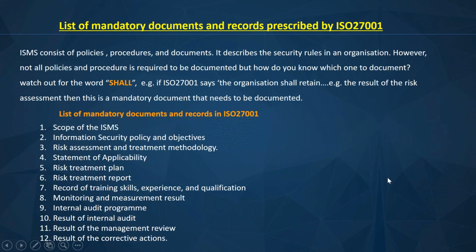So this is the list of mandatory documents and records prescribed by ISO 27001. ISMS consists of policies, procedures, and documents. So I told you it's about policies, procedures, and documents. It describes the security rules in an organization. However, not all policies and procedures are required to be documented, but how do you know which one to document? Watch out for the word shall.